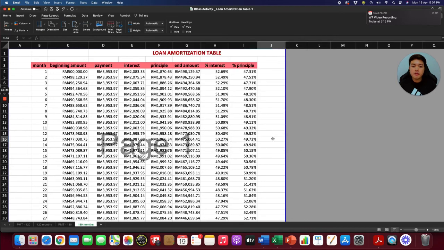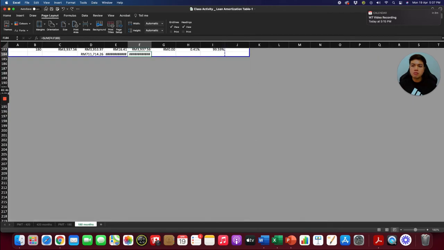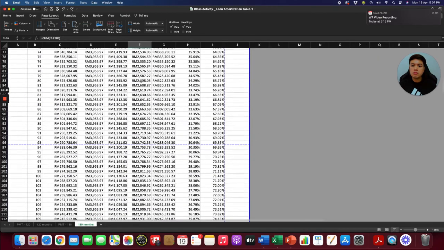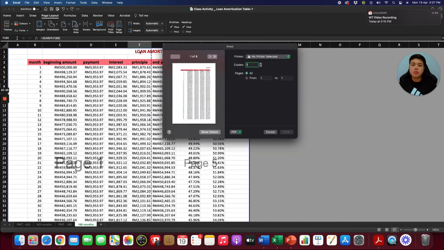But let's say the original view just now, orientation portrait, okay. So if you want to print, Control P, for instance. Here, if you notice, it is not fixed. Loan AM only, and then the amortization table will be on the other page. So it is not complete.